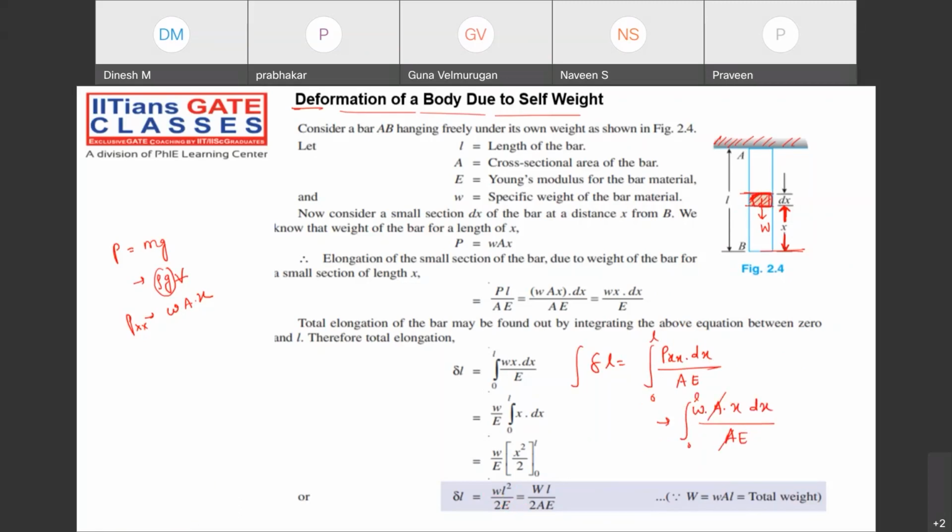In short, if I want to write it in terms of total weight, what is the total weight? Small w into area into length, small L. Rho g into area into small L. That is the total weight. In terms of total weight, small w will be W divided by A into L. Replace that one, and you will get WL divided by 2AE. It is a very similar formula, but the deformation due to self weight will be just half of that due to external load.